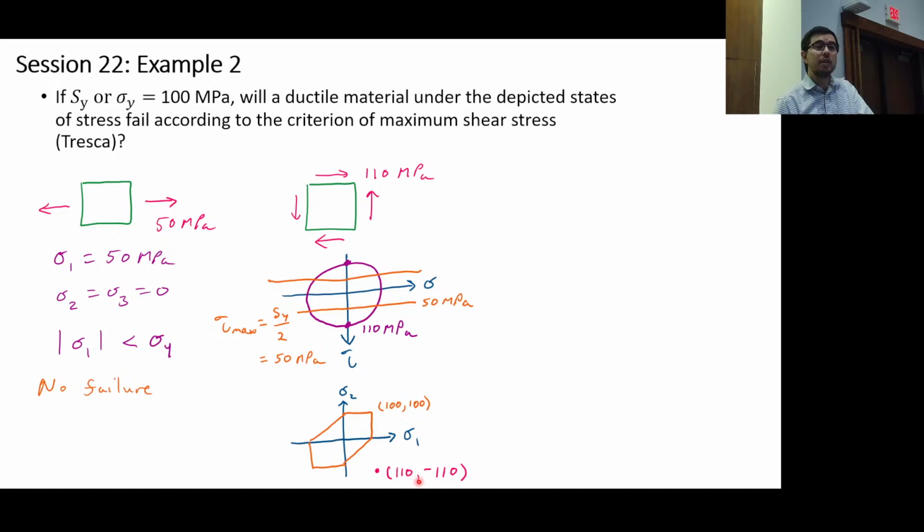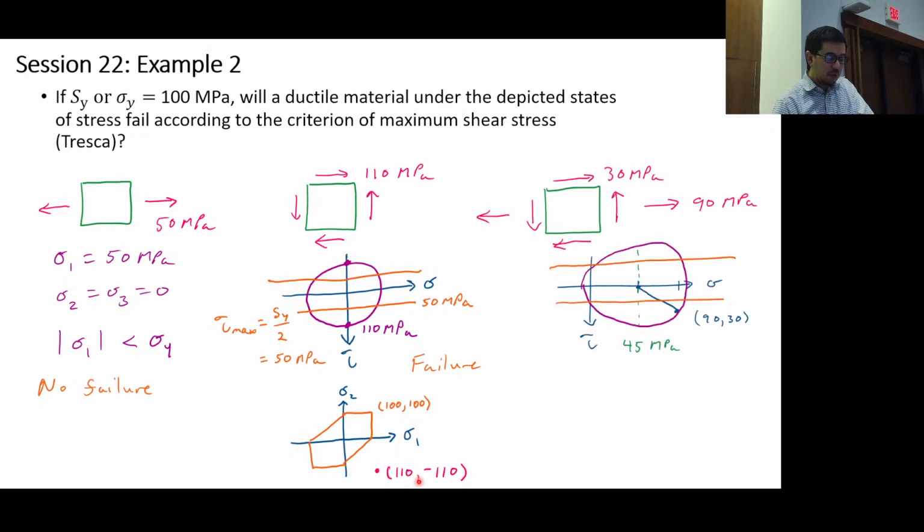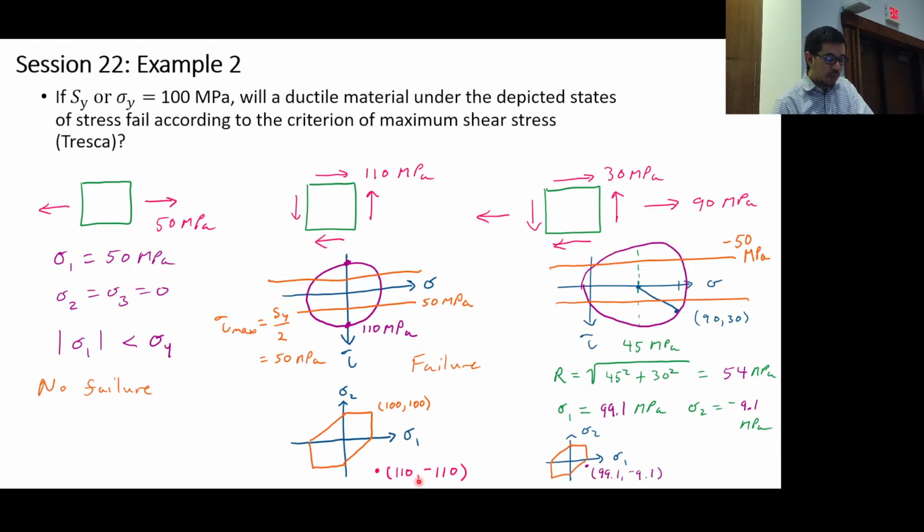And if we were to draw it here, we would draw a point out in this region like this. And then if we do one more example, which is the same state of stress that we saw previously, we can figure out what the maximum shear stress is. This is going to be just outside, and so we're going to have failure.